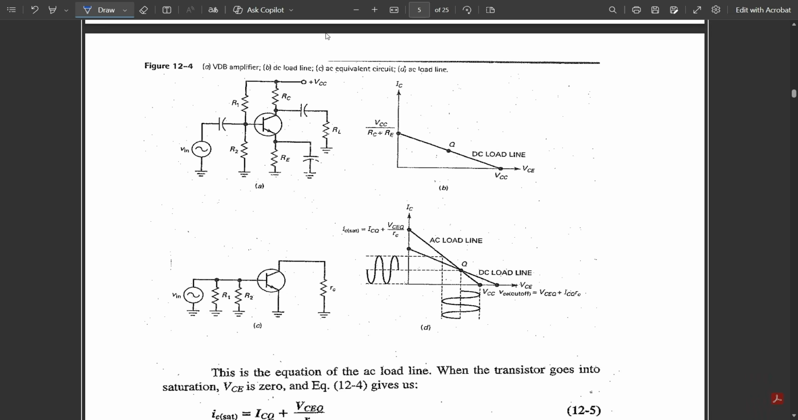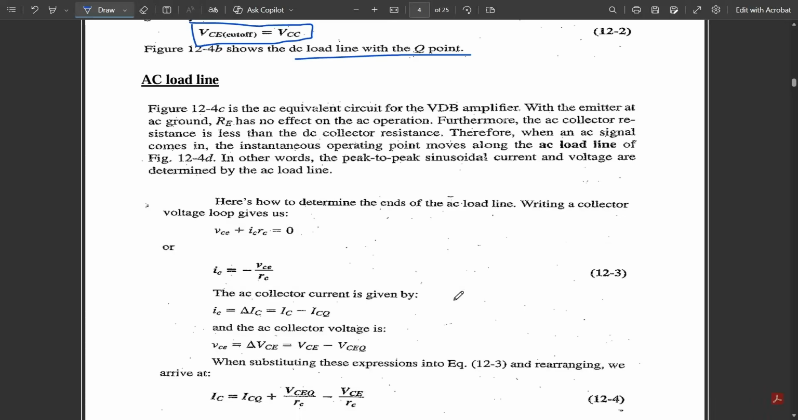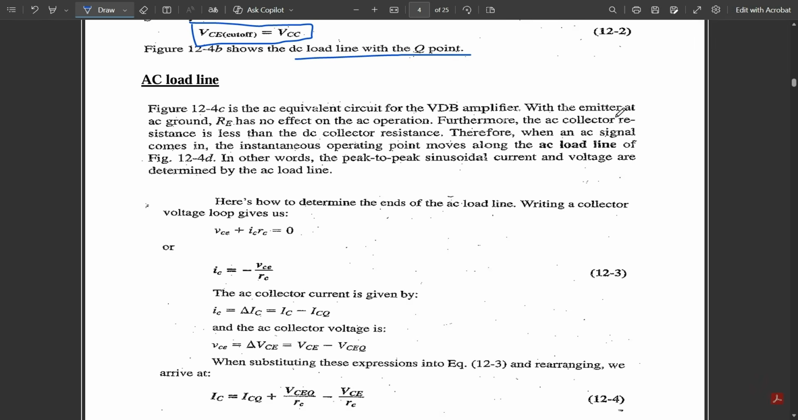Okay, so the next is the AC equivalent circuit, and this is the AC load line analysis. This is what we had discussed in the first module with respect to the small signal operation. So that is repeated again for DC analysis, and with respect to AC analysis, the parameters remain the same for the VDB amplifier. First is how to determine the ends of the AC load line, by writing a collector voltage loop. That is vce plus icrc is equal to 0. If you solve this equation, you get ic is equal to minus vce by rc.